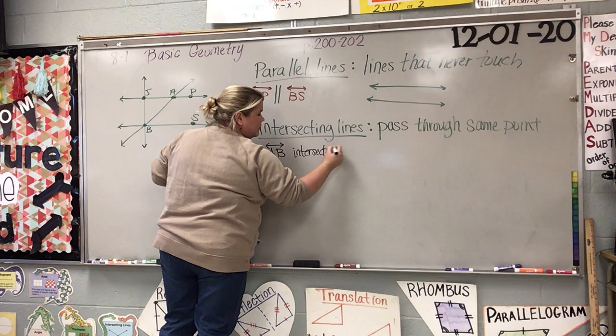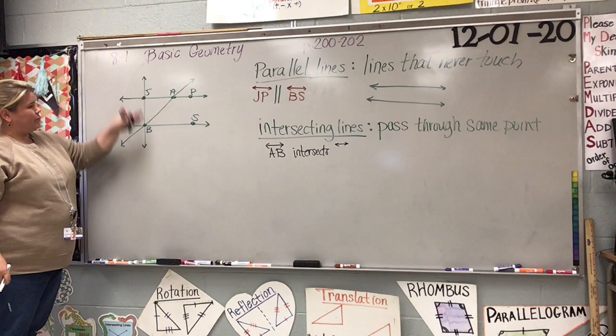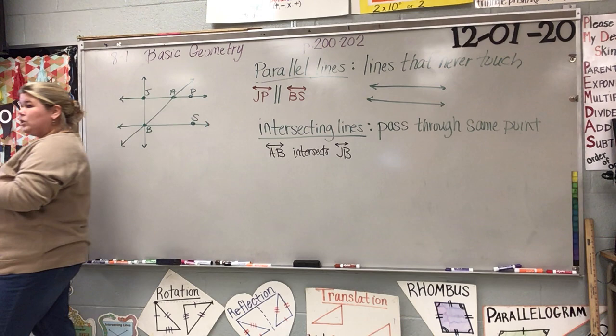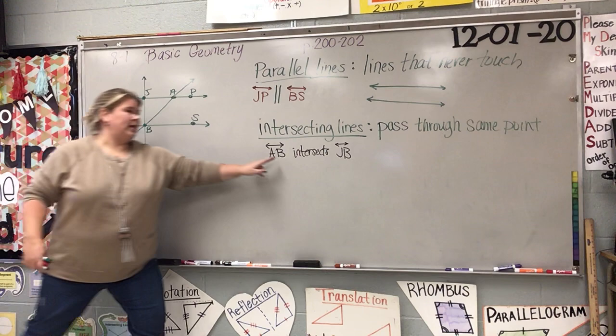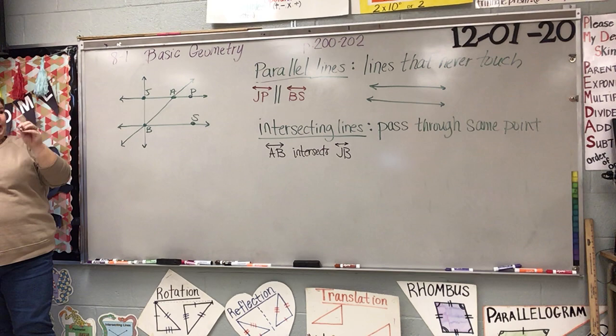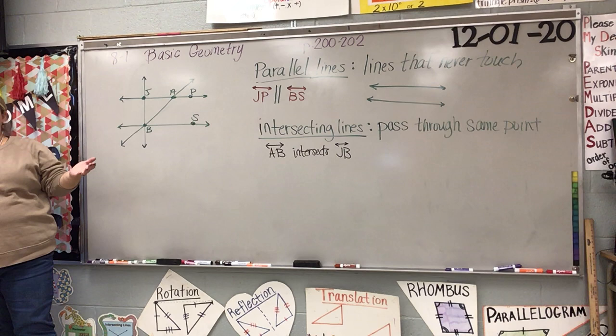Why didn't they make a symbol? I don't know. So line AB intersects JB. Please note that if they go through the same point, more than likely they're going to have the same point in their statement. Y'all see that? JB, AB, because they go through what point? Where do they intersect? Point B. Yes, point B.